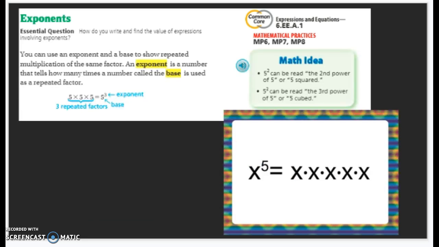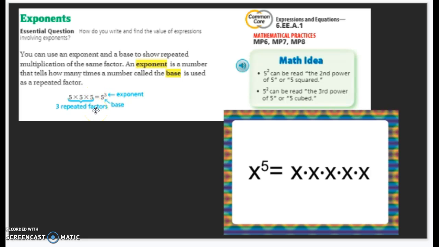Okay, so we're going to start with Chapter 7, Lesson 1 on exponents. You can use an exponent and a base to show repeated multiplication of the same factor. An exponent is a number that tells how many times a number called the base is used as a repeated factor. So if you look at our example, we have 5 times 5 times 5.